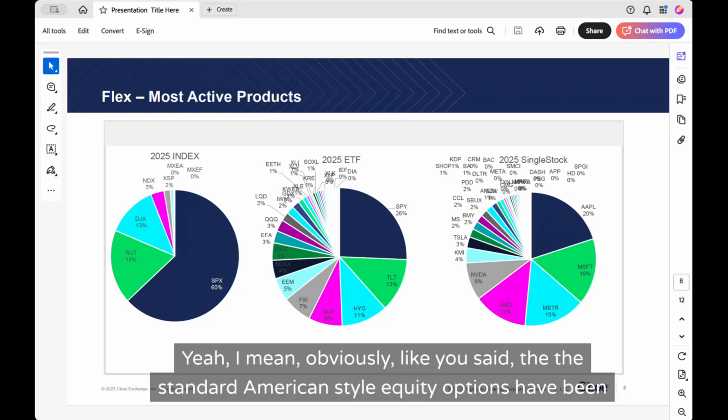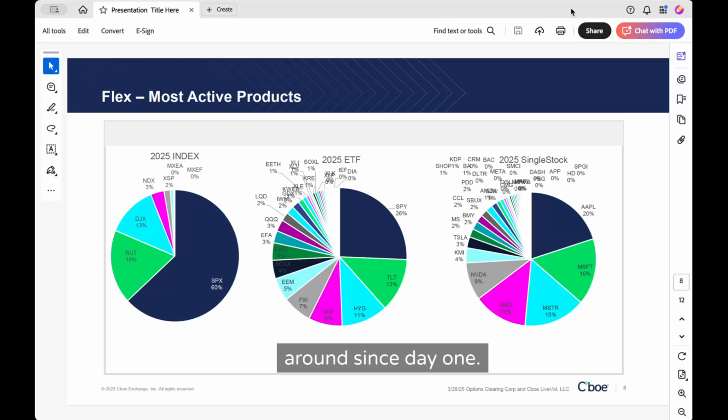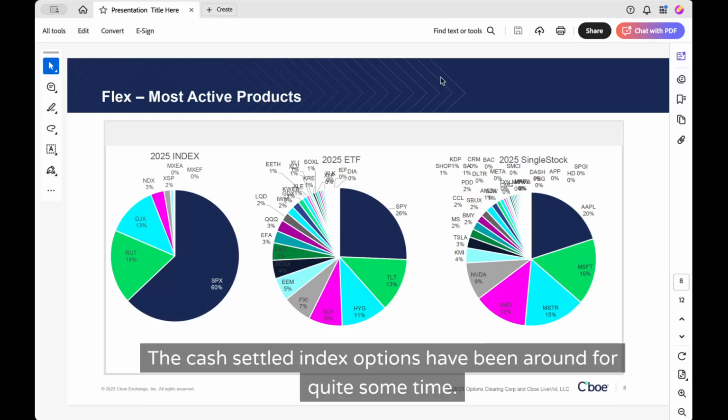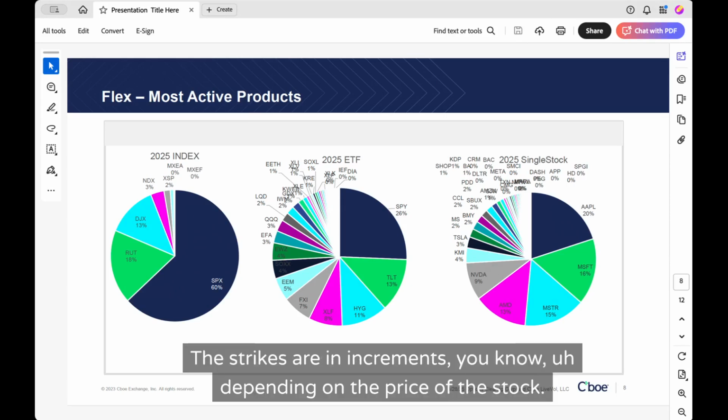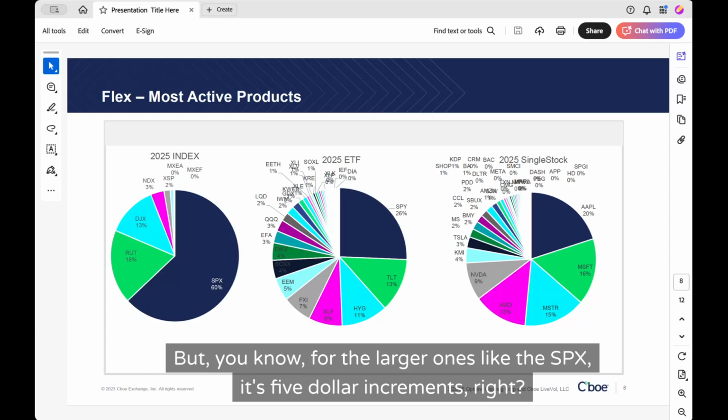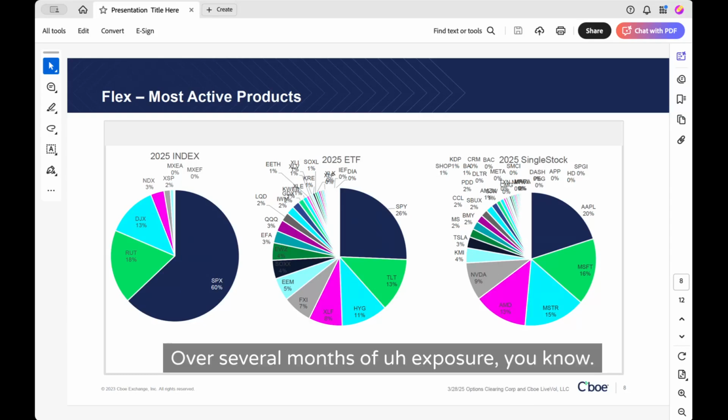Yeah, obviously, like you said, the standard American style equity options have been around since day one. The cash settled index options have been around for quite some time, and these are standardized. The strikes are in increments, depending on the price of the stock. For the larger ones like the SPX, let's say it's $5 increments, over several months of exposure.